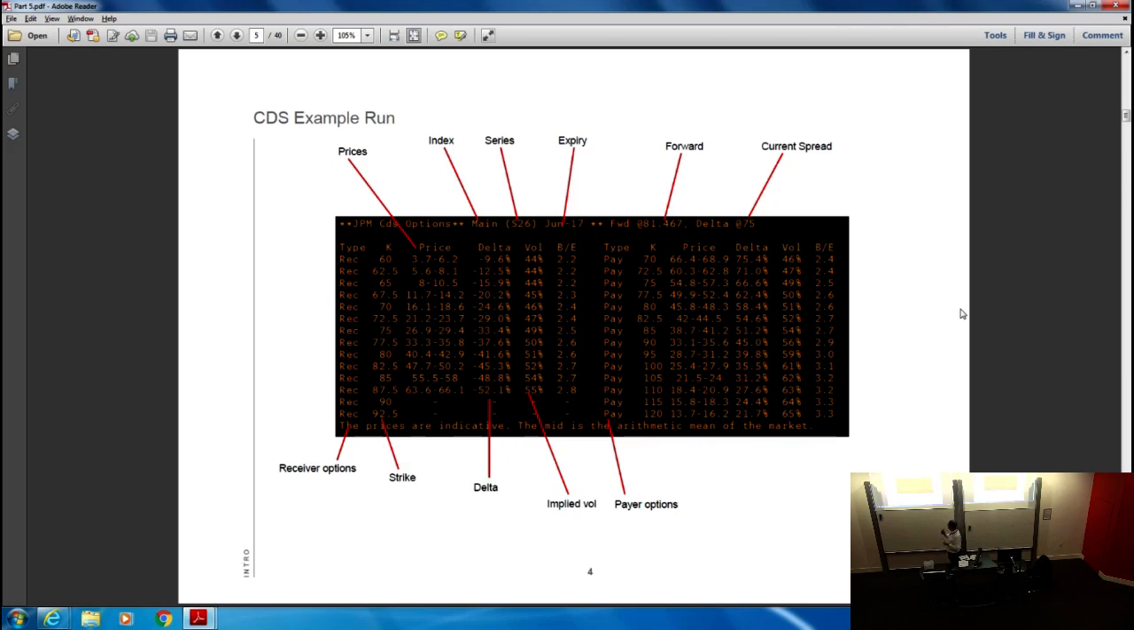Receivers on the left-hand side, payers on the right-hand side. The K is the strike. So that is the level that you're either going to be receiving protection or paying protection. You can see the prices, the bid-ask, in the next column. About 2 to 3 cents bid-ask for most of these options.